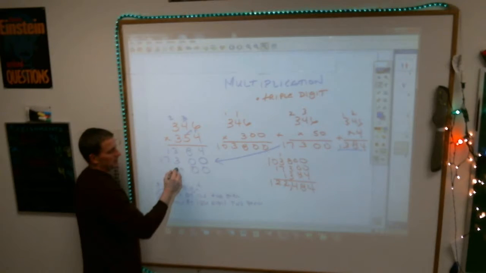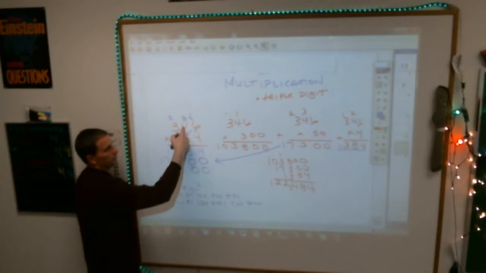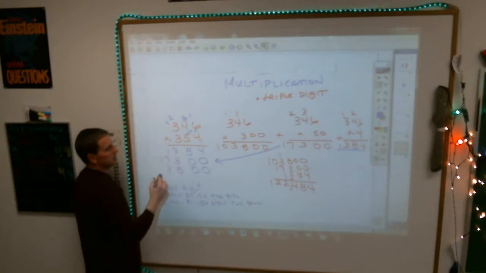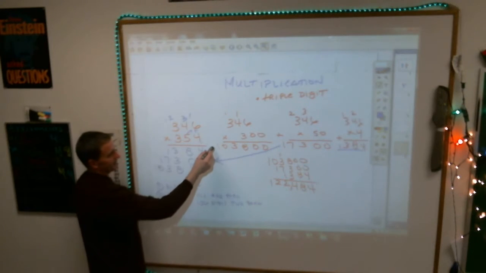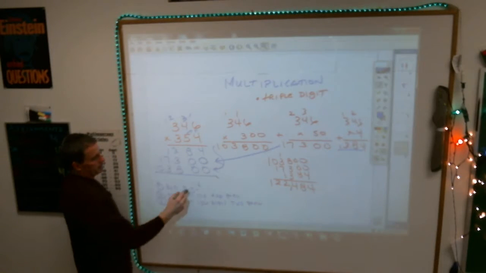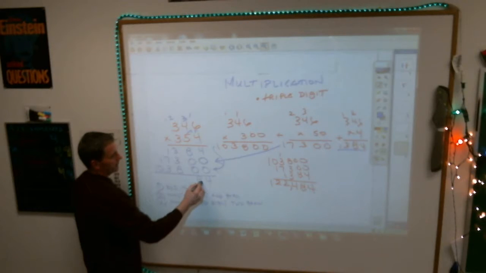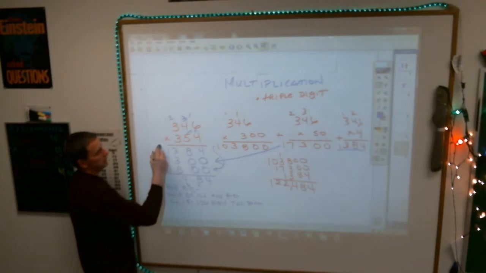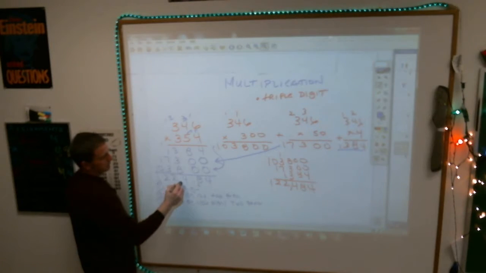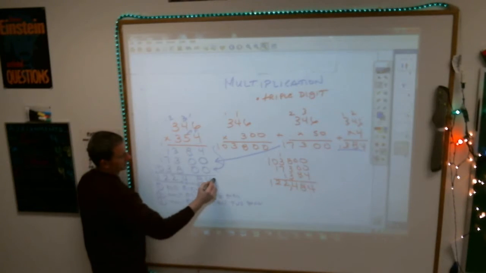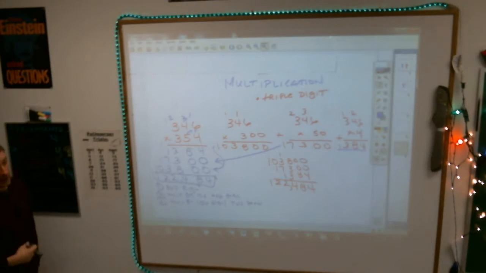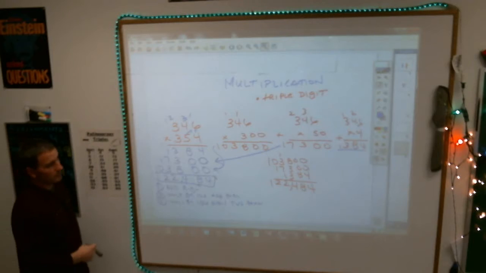3 times 6 is 18. 3 times 4 is 12, plus 1 is 13. 3 times 3 is 9, plus 1 is 10. And notice that's the exact same thing I got here. Now I put my line and do my adding. 4, 8, 4, 2, 2, 1. Thank goodness I got the same, because believe it or not, I can even make mistakes when there's that many problems, but I know my multiplication table pretty well.